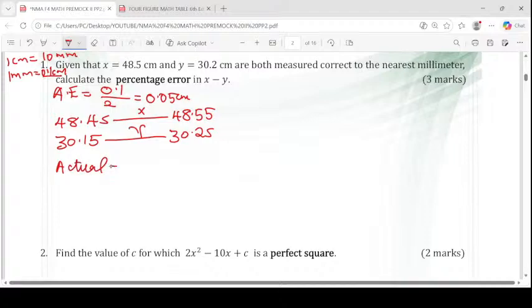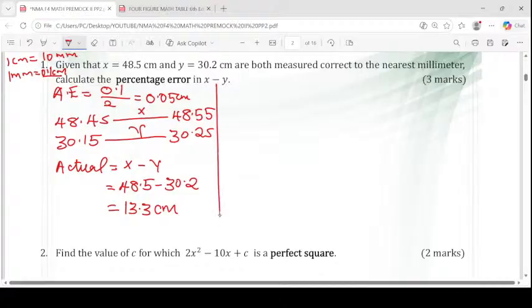So let us get the actual. When I talk about actual, I'm talking about x minus y, the actual value of x minus the actual value of y. The actual value of x is 48.5 minus the actual value of y, which is 30.2. 48.5 minus 30.2 gives you 13.3 centimeters. That is the actual difference between the two values.